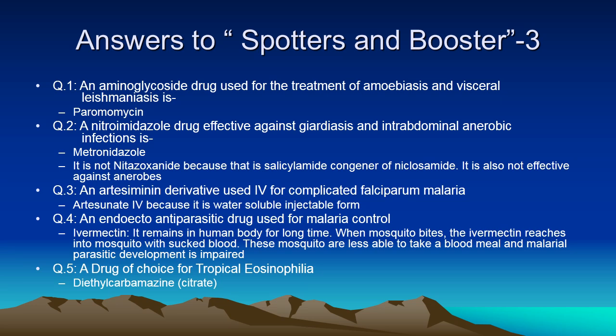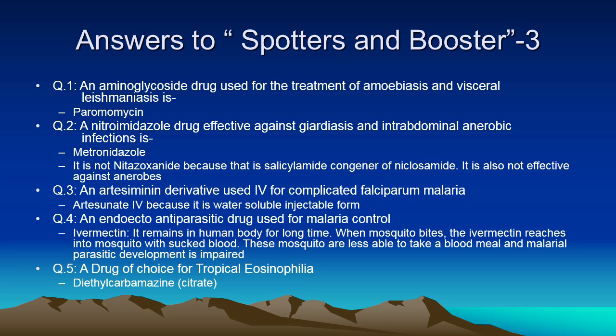Question 3 is an artemisinin derivative used intravenously for complicated falciparum malaria. In complicated falciparum malaria, for example cerebral malaria, the IV drug artesunate is used because it is water soluble.